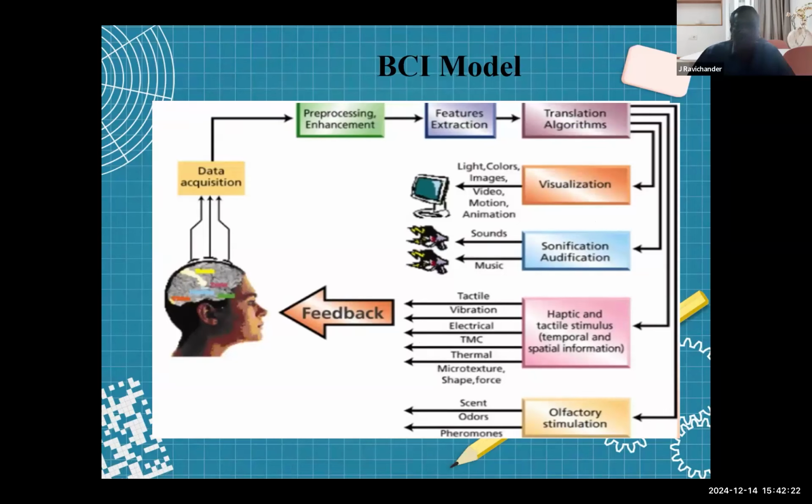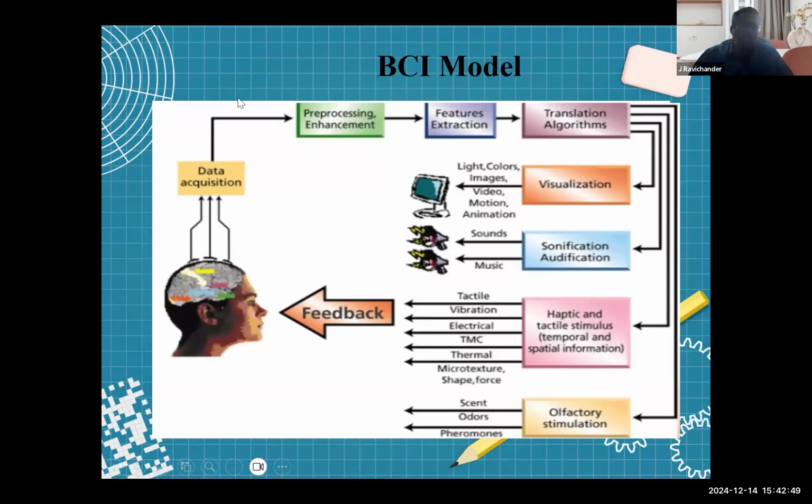These are the basic components. What are the basic components? One is the data acquisition system, then processing, feature extraction, and the use of innovative algorithms. Then that will be translated into the commands. These are the basic components in the brain computer interface system.